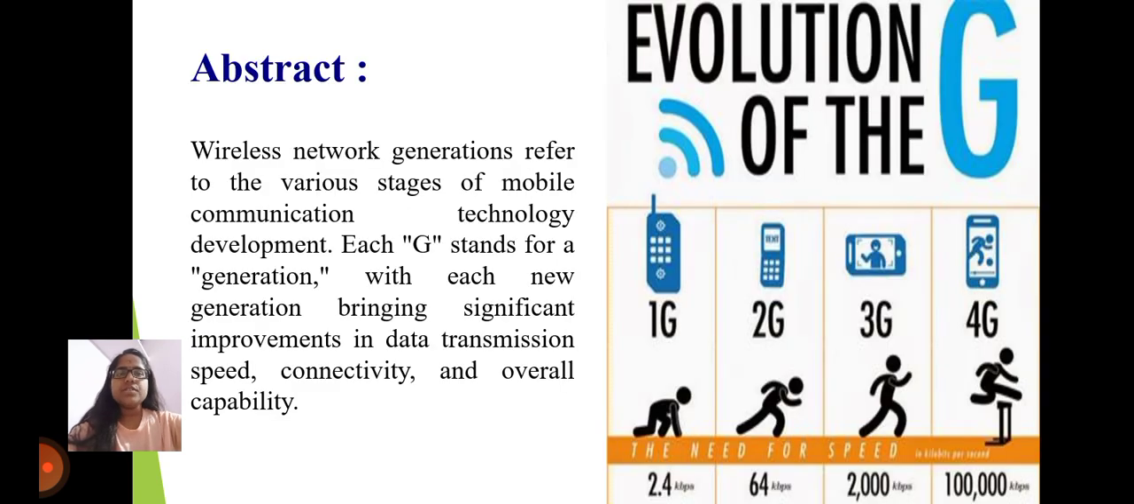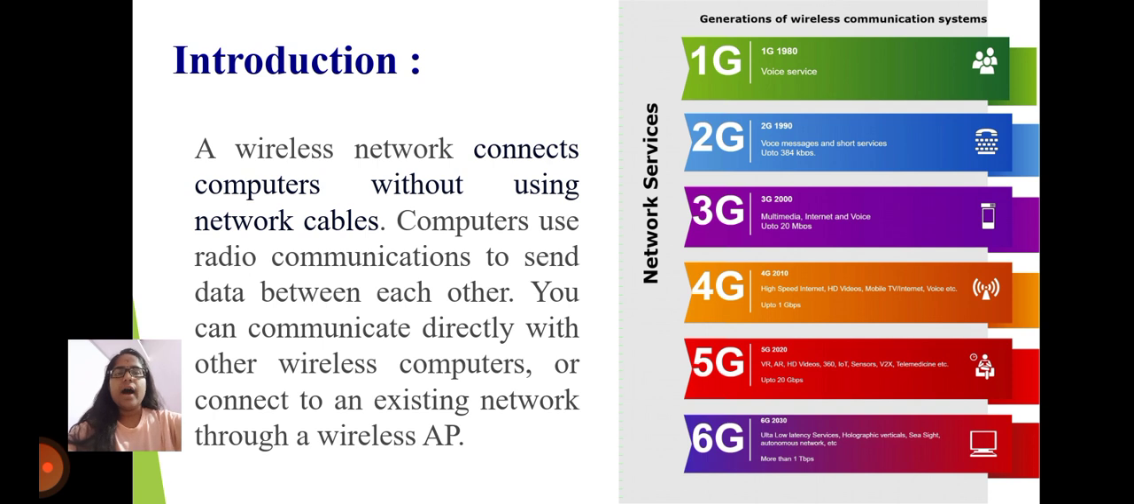Abstract. Wireless network generations refer to the various stages of mobile communication technology development. Each G stands for a generation, with each new generation bringing significant improvements in data transmission speed, connectivity, and overall capacity. Introduction. A wireless network connects computers without using network cable. Computers use radio communications to send data between each other. You can communicate directly with other wireless computers or connect to an existing network through a wireless AP.